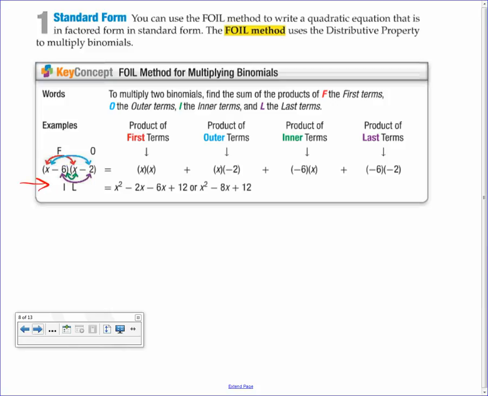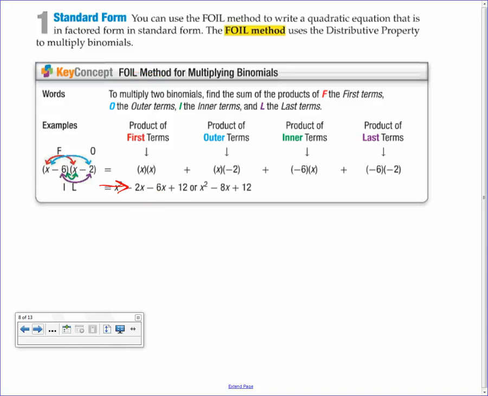F in FOIL stands for first terms. We multiply the x times the x and we get x squared. O in FOIL stands for outer terms. X times negative 2 is negative 2x. I stands for the inner terms. Negative 6 times x is negative 6x. And L stands for the last terms. Negative 6 times negative 2 is a positive 12.